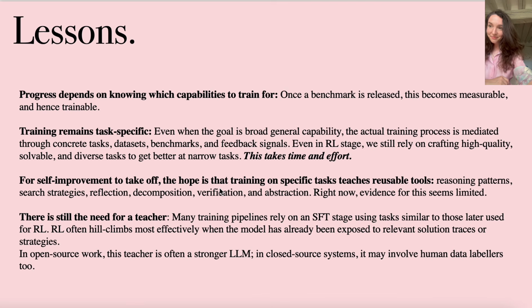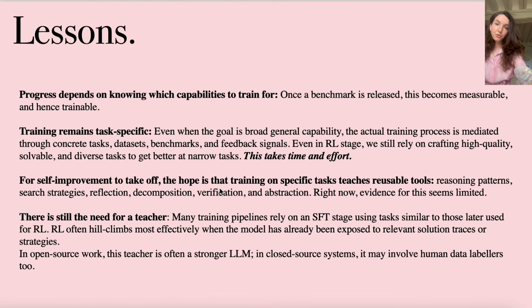I think progress still depends very critically on knowing which capabilities to train for. So once we know what we want the model to get good at, once we have released, for example, a benchmark, this task becomes measurable and hence it becomes trainable. So again, this is why when a benchmark is released, in a few months, we quickly see the models start to get good at this particular task.